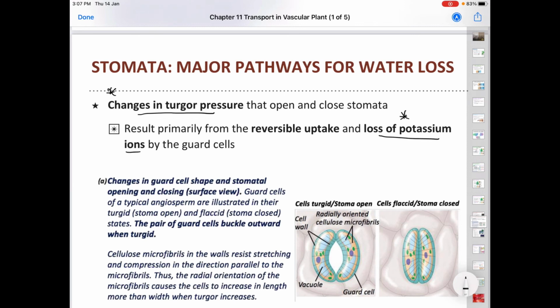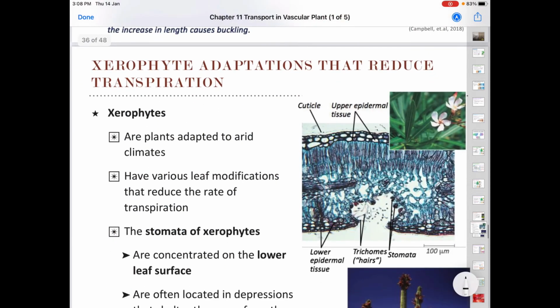So the potassium ion is related to the water gradient in the guard cells. So the guard cell will open and close according to the water gradient at that time. And the presence of potassium ion is also involved with the daytime. During daytime, the stomata will be open, and during the night time there will be less turgor pressure in the guard cell, and the guard cell will be closed.